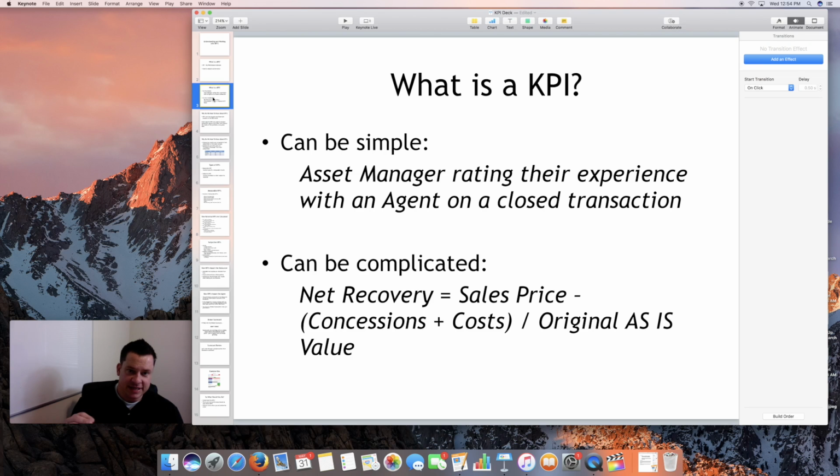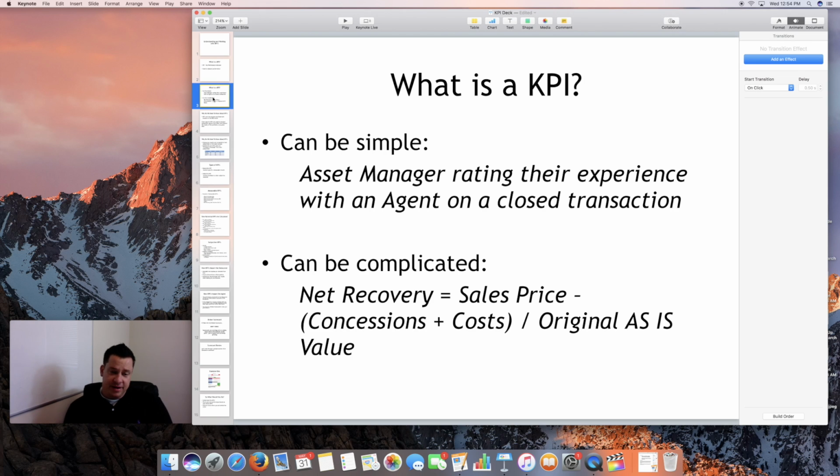So this one is simple and subjective, like the asset manager just rating their experience with you once a transaction's done. If they come and say, hey, Ben was kind of a jerk through the whole thing, you're going to get a bad score, but there's no way to quantify that. There's no way for them to support that because it's just a feeling. But again, it's a very simple key performance indicator. Was the agent easy to work with? Simple, but subjective.